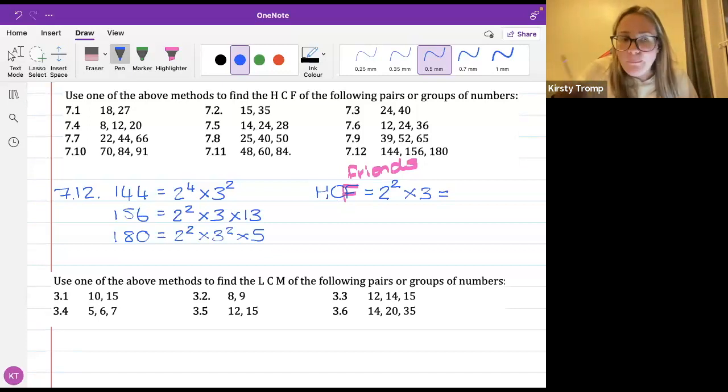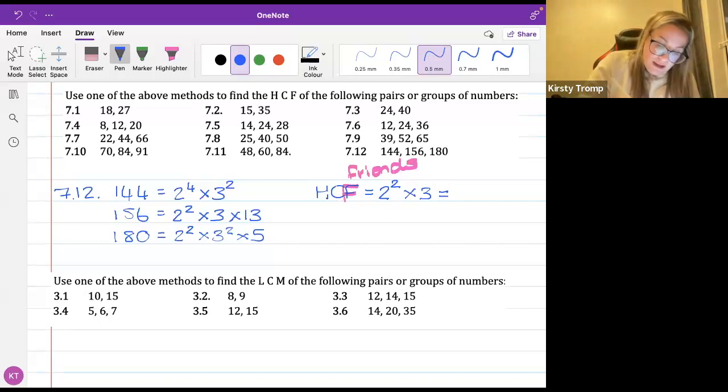Then I'm going to put it on my calculator because I have a calculator. 2 to the 2 times 3, which is going to give me 12. Well done. Okay.